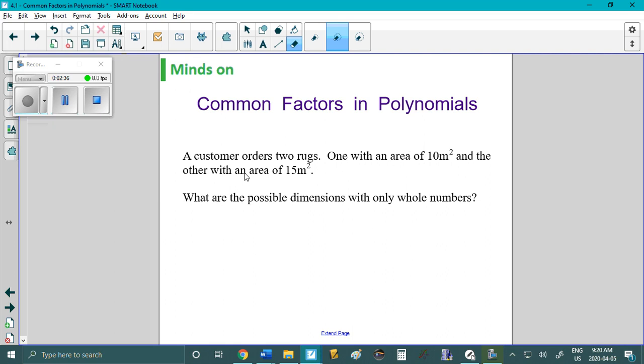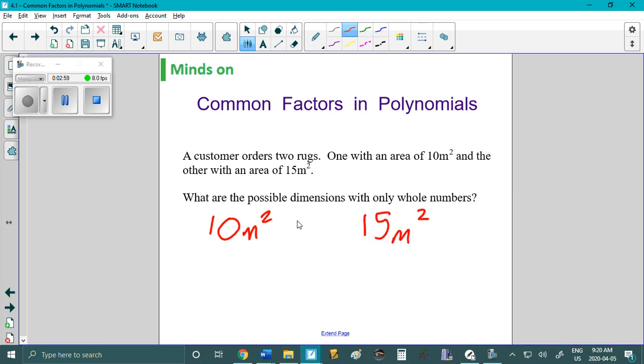What I'm going to do is encourage you to pause the video in a moment and try this problem on your own. The problem is a customer orders 2 rugs, one with an area of 10 meters squared, and the other with an area of 15 meters squared. I would like you to determine the possible dimensions for the rug that's 10 square meters and for the rug that is 15 square meters. To get you started, if it's 10, it could be 2 times 5, etc. So find all the different dimensions that you can. I'm going to pause my video in a second. I encourage you to pause it right now and then continue after.